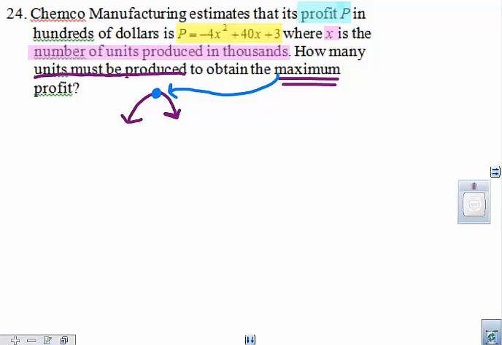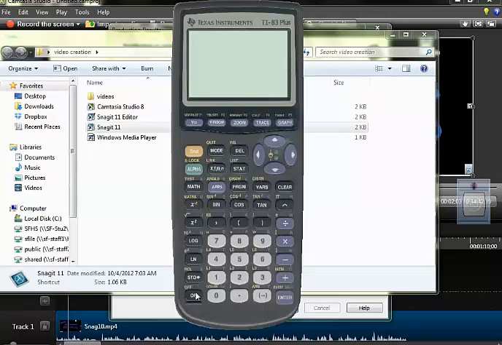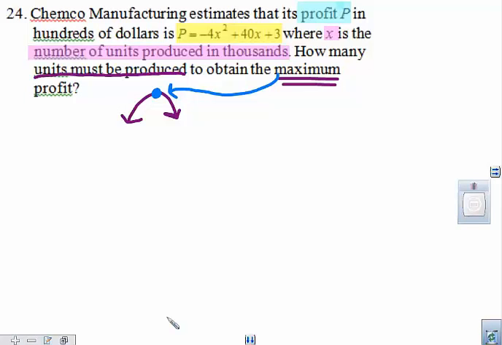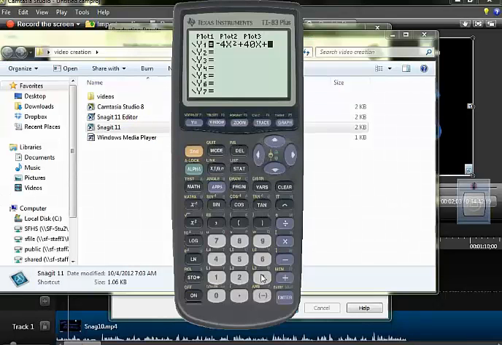You can do this in your calculator much quicker than you can by hand, so I'm going to show you this shortcut. So we're going to have your equation negative 4x squared plus 40x. Clear this out. So negative 4x squared plus 40x plus 3. Okay, if you go to look at your graph, it's not going to show in your standard window because it's going too high. But you can go and check your table of values.